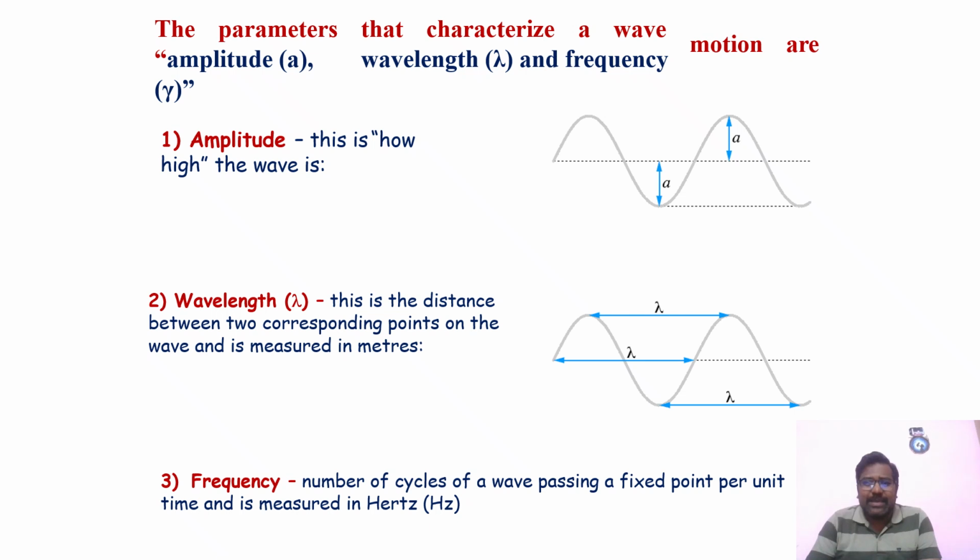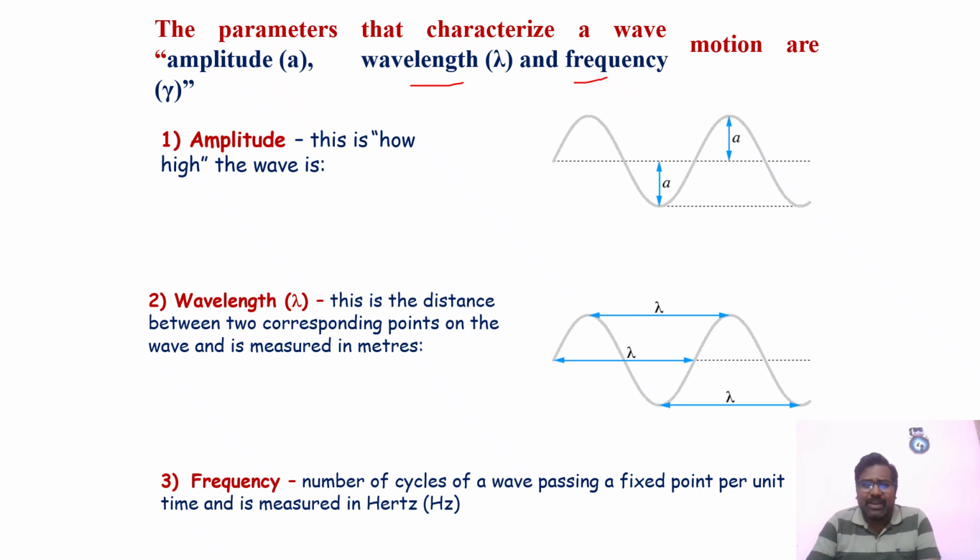These are the basic parameters to characterize wave motion. The first one is amplitude, next is wavelength, and next is frequency. The amplitude is denoted as A. This is how high the waveform is from the origin, or from the DC line. In the positive direction it is plus A, and in the negative direction it is negative A. That is the amplitude.